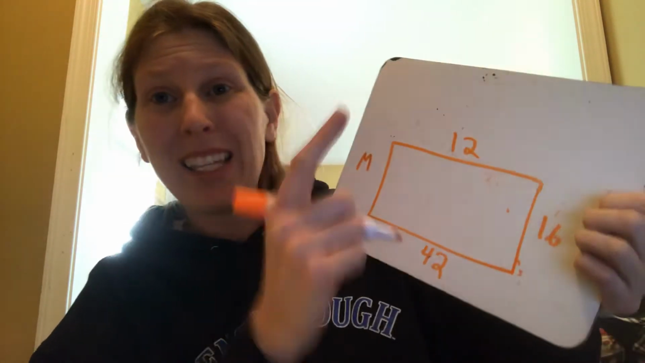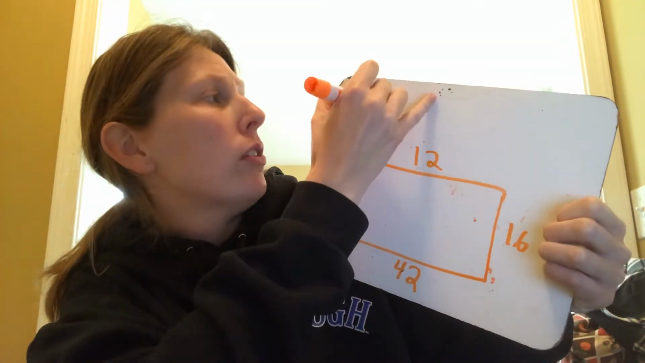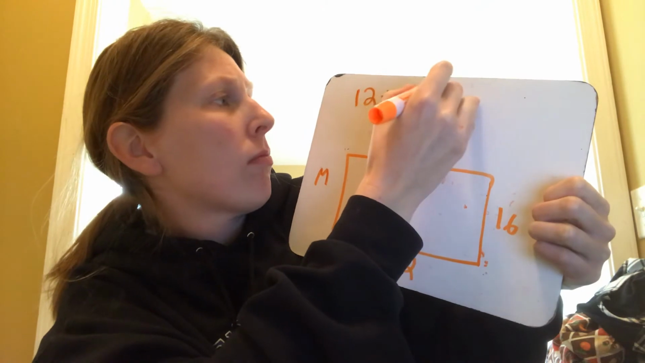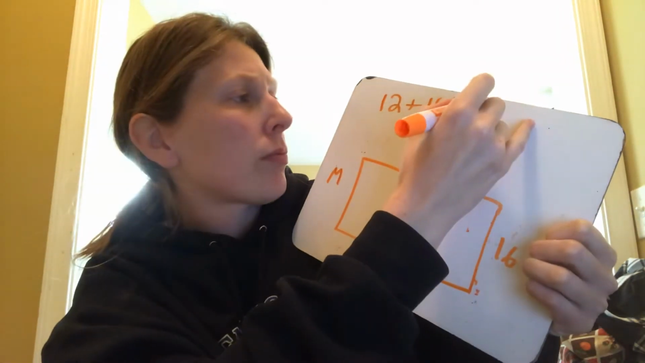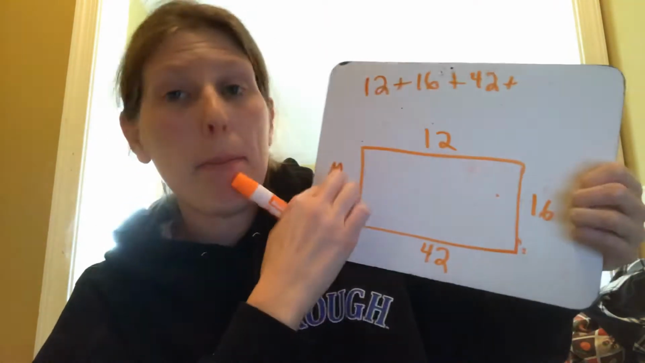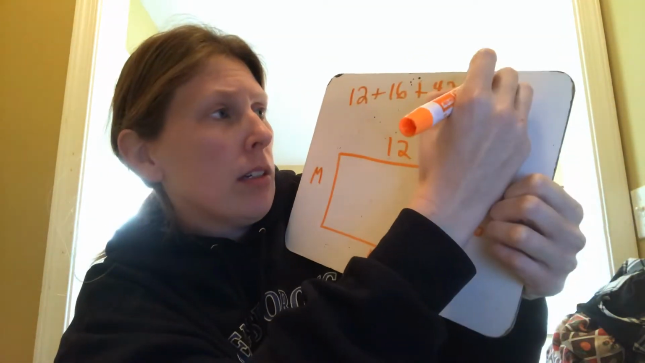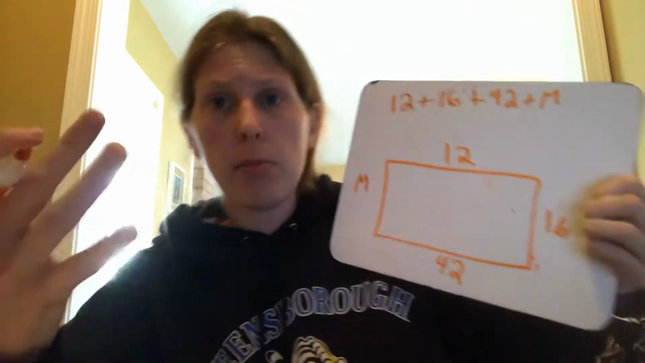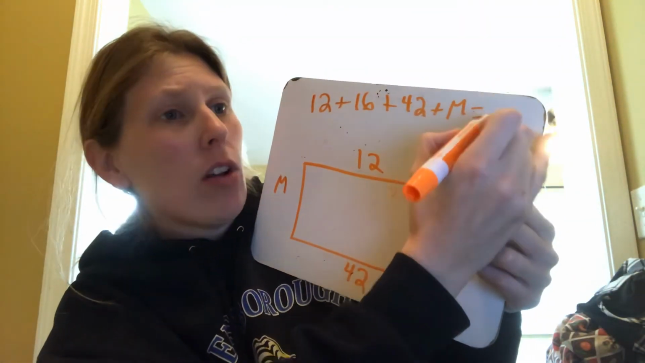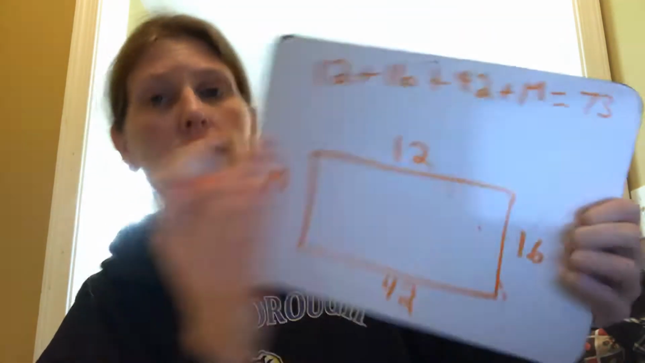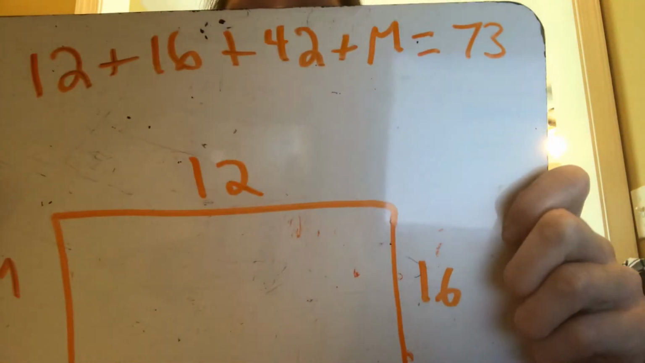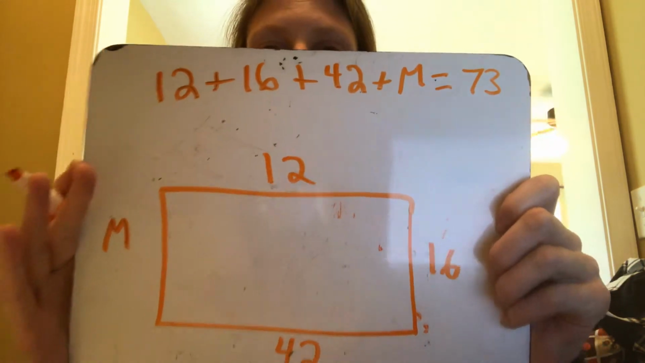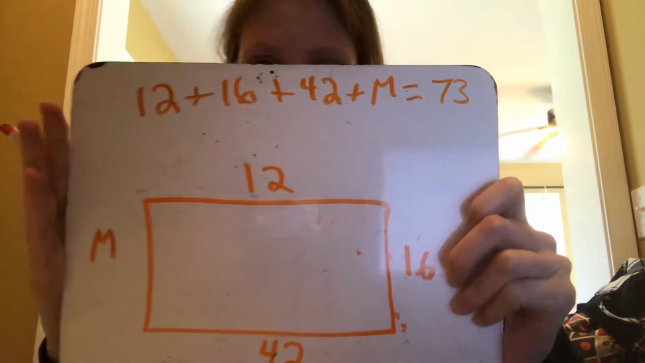So I know my equation is 12 plus 16 plus 42 plus that missing side, that m. Remember, a variable is just a letter or symbol that represents the missing number. And if I added that all up, I would get 73. So now I have my equation. So I'm just going to break it down. There are multiple ways you guys can do this. So the way I do this does not have to be the way you do it.